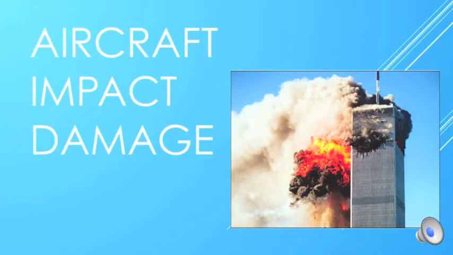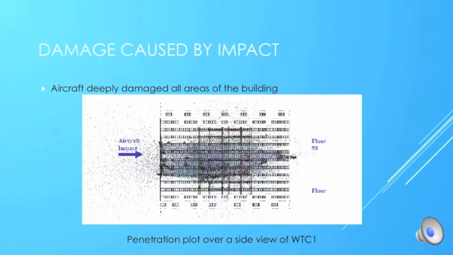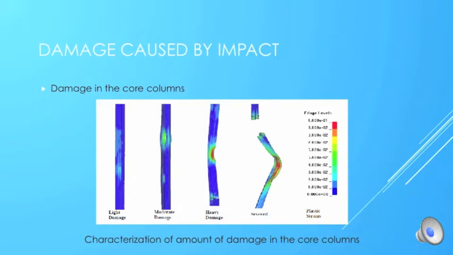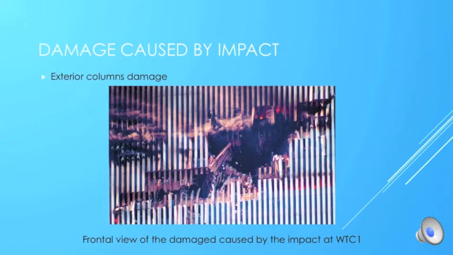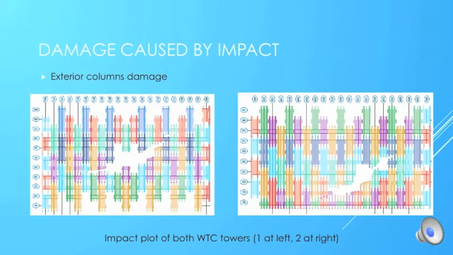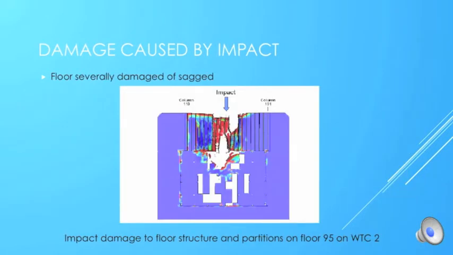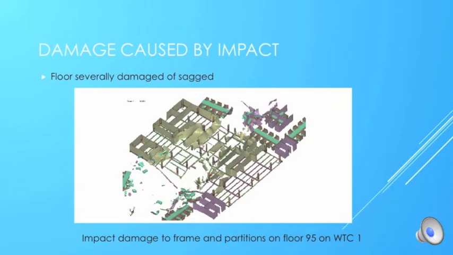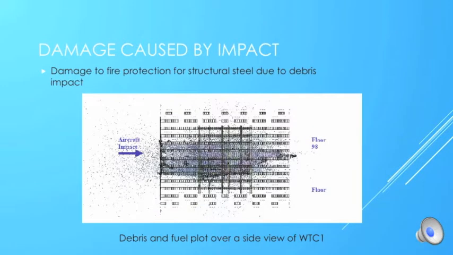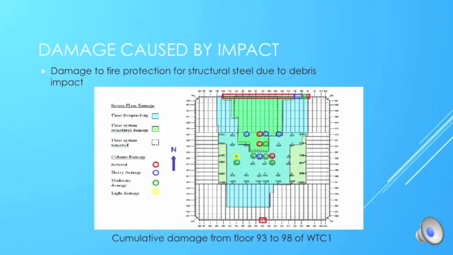About the aircraft impact damage, as we can see in the image, all areas of the building were damaged. The core columns were severed. Also, the exterior columns were destroyed. Many of the floors sagged because of the impact, and much furniture was projected as debris. Because of the debris projection and also the plane debris, much of the fire protection was damaged. As we can see in the image, the light blue area is the fire protection that came off because of the impact of the plane and the debris projection.